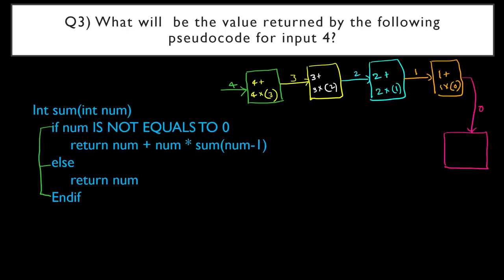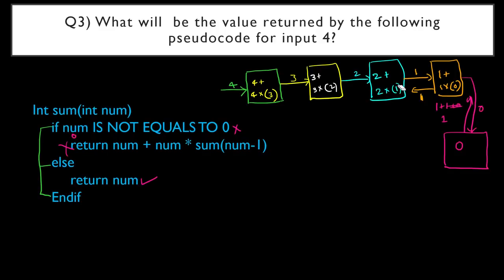When 0 is the argument, the condition num not equal to 0 becomes false because the num value here is 0. So this condition won't get executed, this will be executed. Here the num value is 0 that was passed, and that is the value that will be passed back here. So this value becomes 1 plus 1 into 0. That is nothing but 1 into 0 becomes 0. So the final answer becomes 1. This returns 1 here.